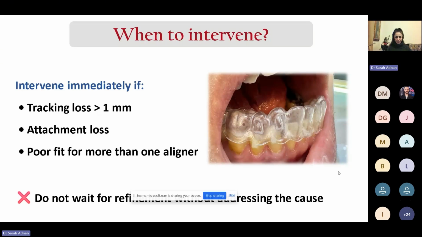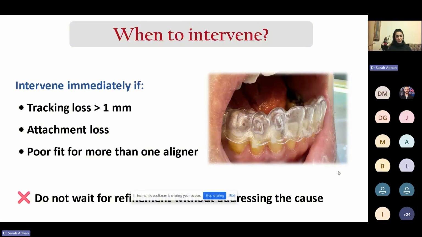So, when to intervene? Intervention is essential when loss of tracking is greater than 1 millimeter, whether horizontal or vertical, or in case of attachment loss. If your attachment has been lost, you should rebond it. If your attachment is worn or abraded, you should correct that issue rather than lead to the development of more complicated issues such as loss of track.